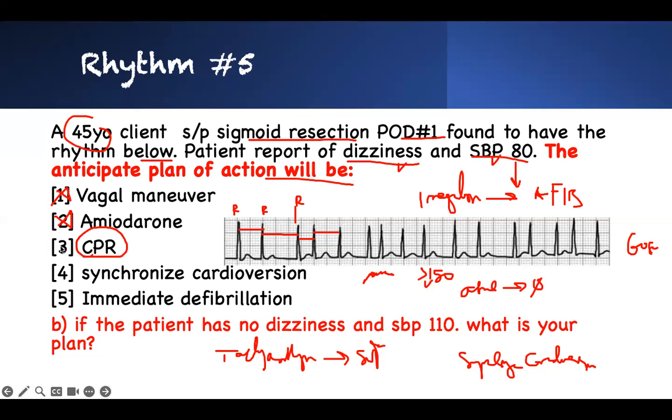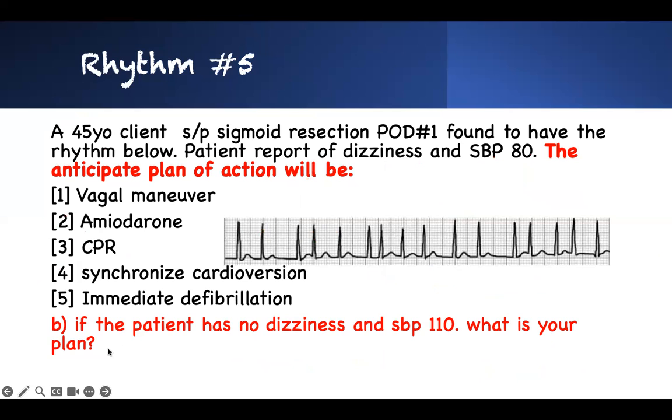So I'm not going to choose medication. CPR, no. This is not a patient who, they will be sitting there looking at you, saying, why are you pushing on my chest? They don't need CPR. They need immediate synchronized cardioversion, because the systolic blood pressure is 80 and they are dizzy, and we've got to get them back as soon as possible. So put the sync mode on and do immediate synchronized cardioversion. If you defibrillate them, you kill them. So the answer is number four, synchronized cardioversion.